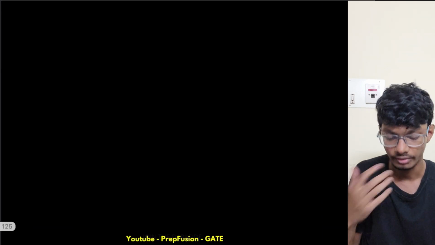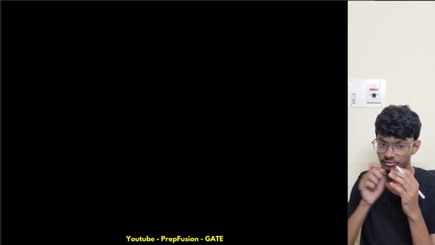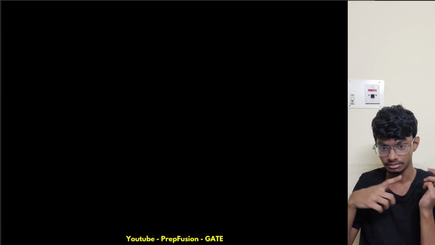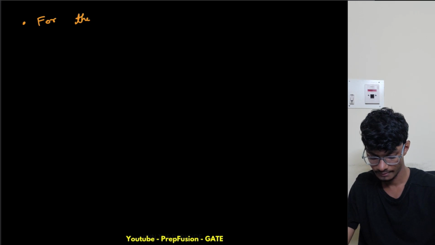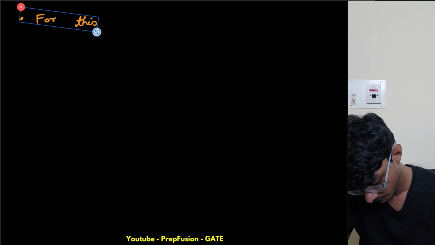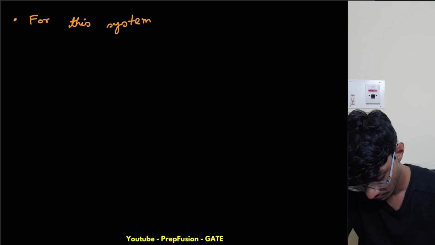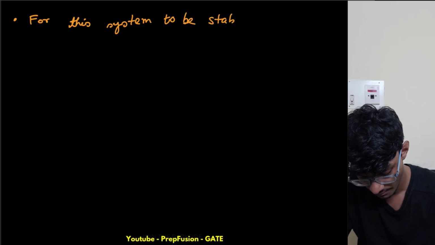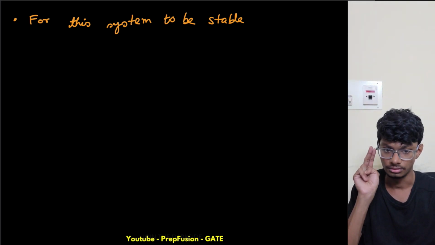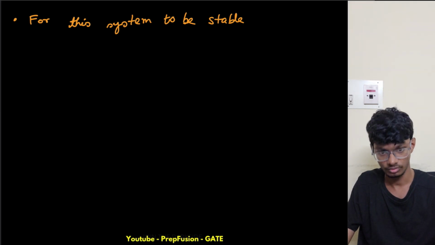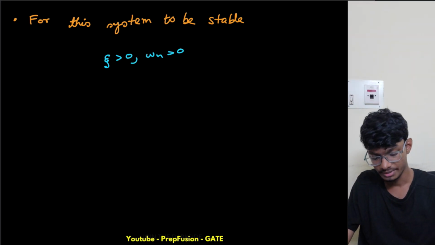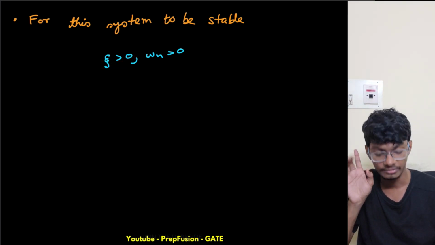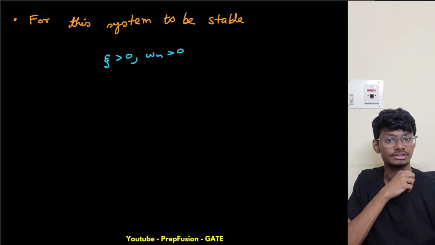Now what I want to tell you is that this system will be stable for certain conditions. I will prove the stability conditions later, but for this system to be stable, we will have two conditions basically, and those are always true: my zeta should be greater than 0 and my natural frequency omega n should be greater than 0. Basically zeta can never be equal to 0. Why? This is a damping factor.